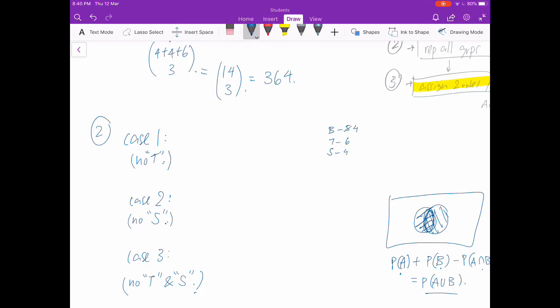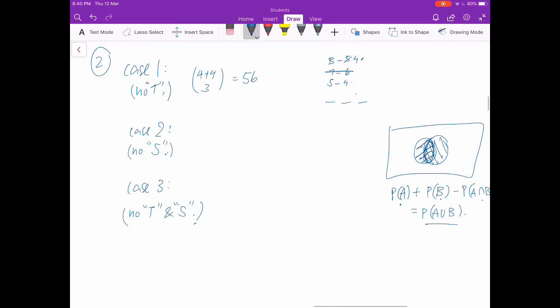Cancel 4 because of ND, and now I have 3. I don't want my T, so strike out my T. Okay, what do I have? 4, 4 choose 3. Okay, it gives me 56. Okay, again, 5 becomes 4 because of ND. No S, strike out my S. I need 3. 4 plus 6, choose 3.